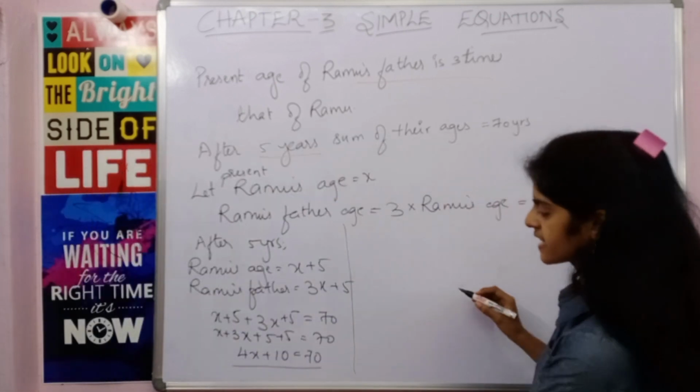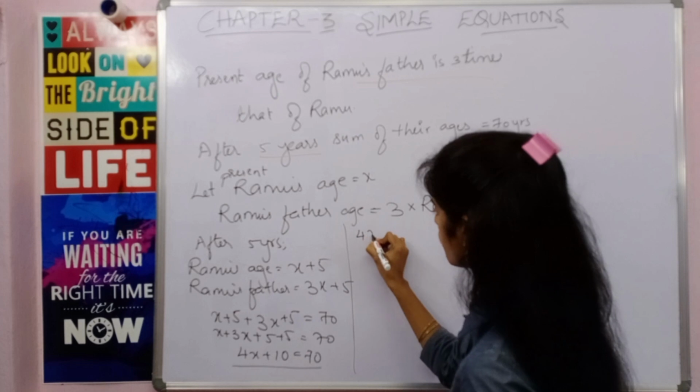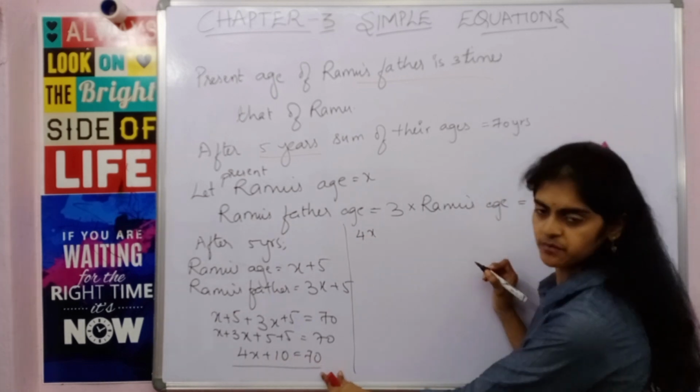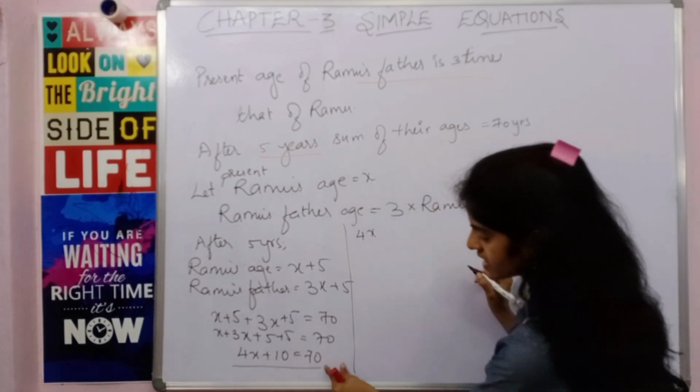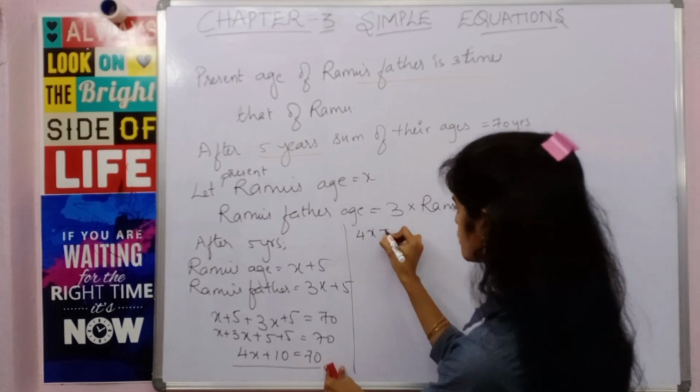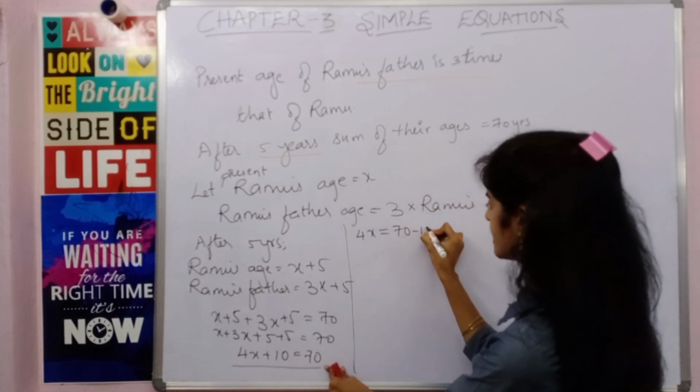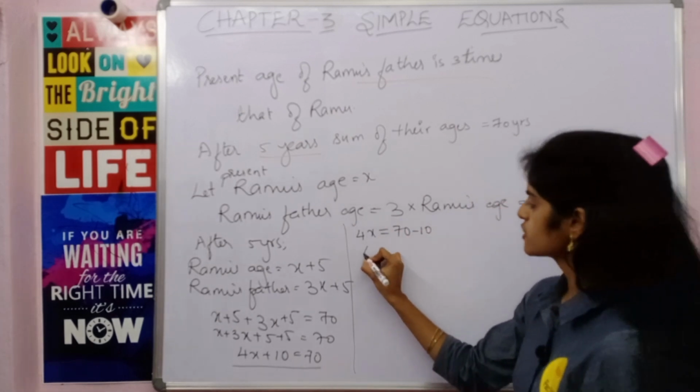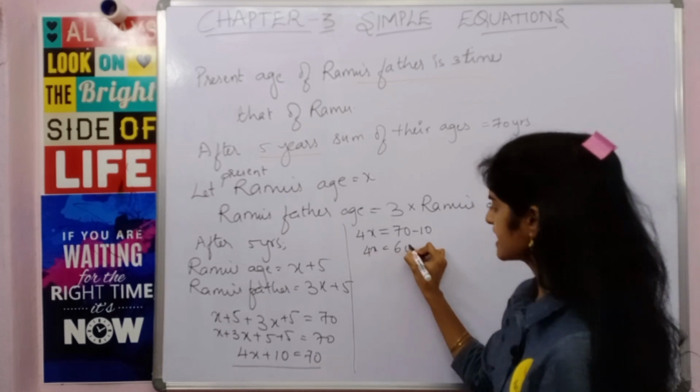Let us transpose plus 10 to this side. When you are transposing plus 10 to this side, it becomes minus 10. So this is 4x equal to 70 minus 10. Clear? So 4x equal to 70 minus 10, which is 60.